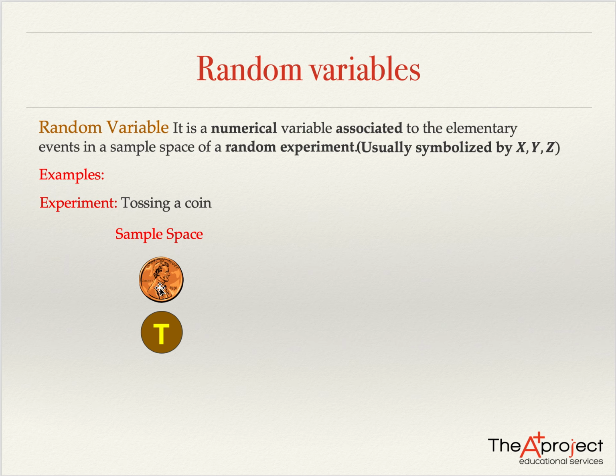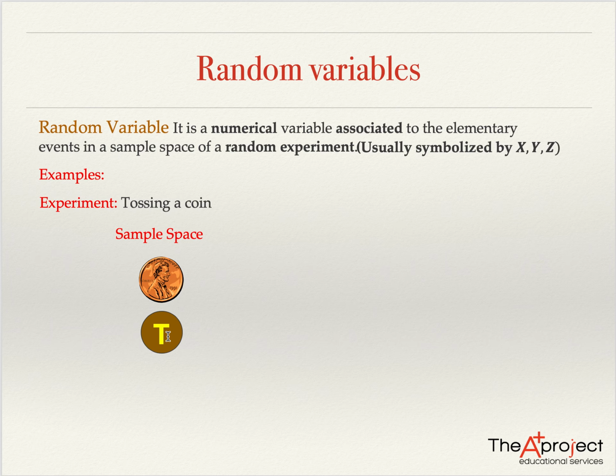For example, if we associate number 1 to head, and for a tail we associate number 0, then we obtain a variable that has two values, 1 and 0. And this will be a random variable. But whatever other association from real life, for example, we can do this association.